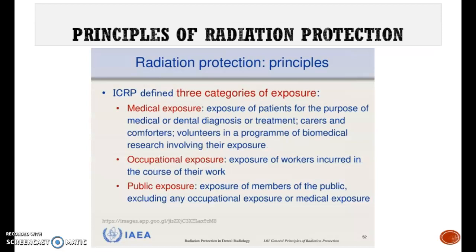So the fundamental safety objective is to protect people and the environment from harmful effects of ionizing radiation. And this applies to all circumstances that give rise to radiation risk. And those circumstances will include medical, occupational, and public exposure. Medical exposure, of course, refers to exposing patients to radiation for the purpose of treatment and diagnosis. Occupational exposure refers to the radiation exposure received during the course of our regular and daily work.